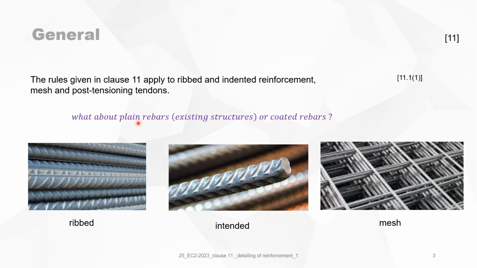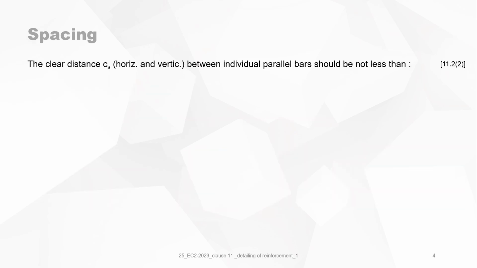But what about plain rebars? In existing structures, you have a lot of plain rebars. So why is clause 11 not fit for plain rebars? What do we have to do to handle the plain rebars regarding the detailing? Or, for instance, coated rebars. What will happen with coated rebars? Because clause 11 is not valid for those two.